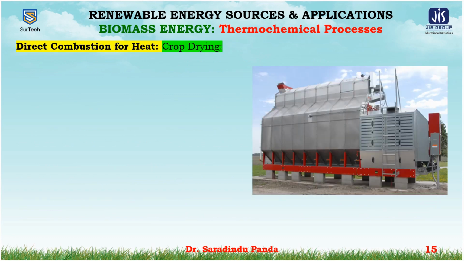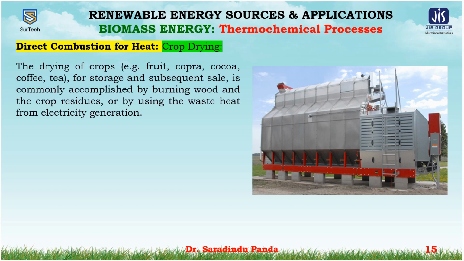Now the crop drying, direct combustion for heat used in crop drying. The drying of crops, for example fruits, copra, cocoa, coffee and tea, for storage and subsequent sale is commonly accomplished by burning wood and crop residues or by using the waste heat from electricity generation. Here is the figure shown as the crop drying plant.